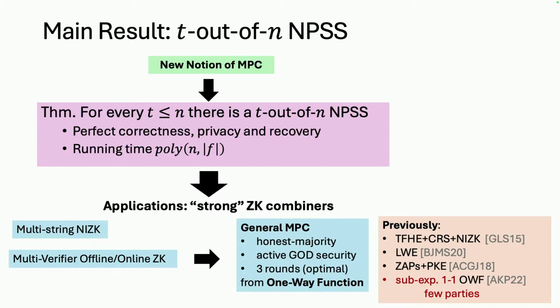Until very recently, what we knew is that we had to assume either cryptomania assumptions, like public-key encryption and zaps and so on, or we had protocols that were based on strong forms of one-way functions and were limited to a constant number of parties.